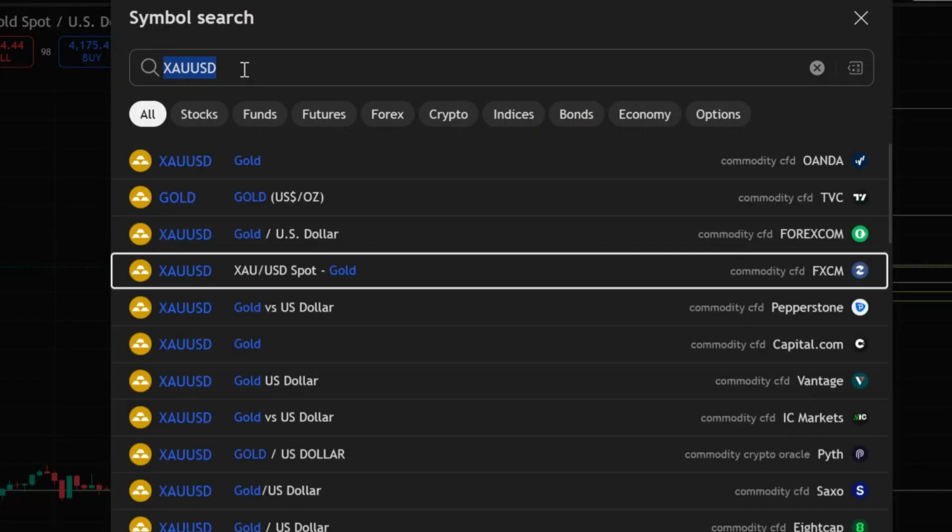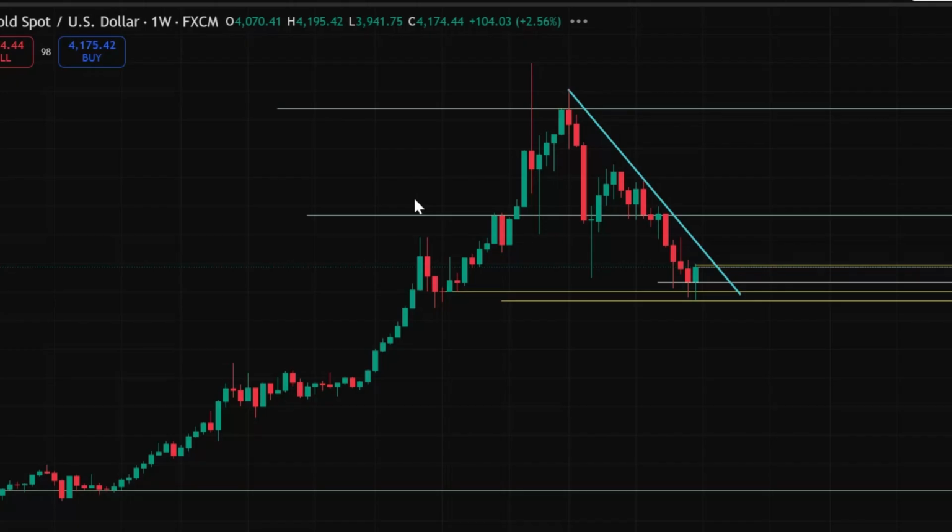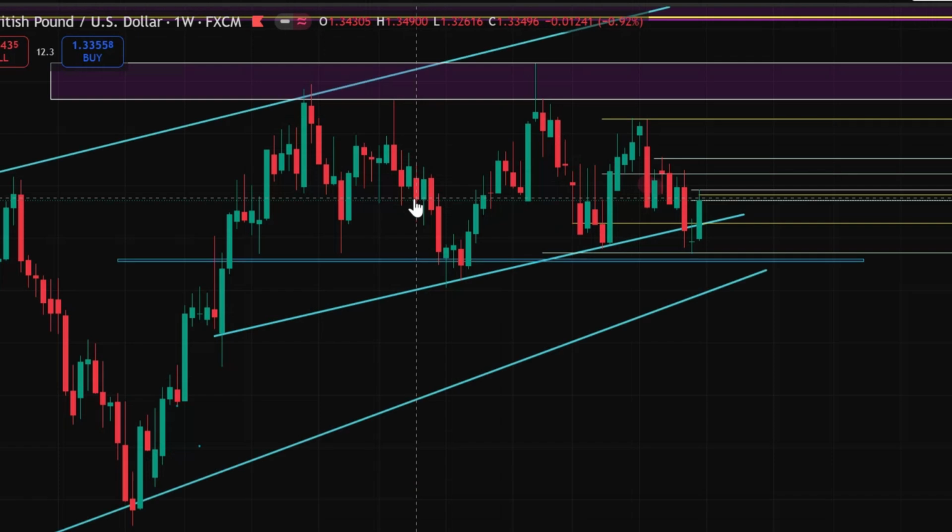Now let's go to the EU traders, the GBP USD. Yes, the GBP USD is actually very, very interesting. The market is still moving up and down, up and down, up and down since last year, since April last year.